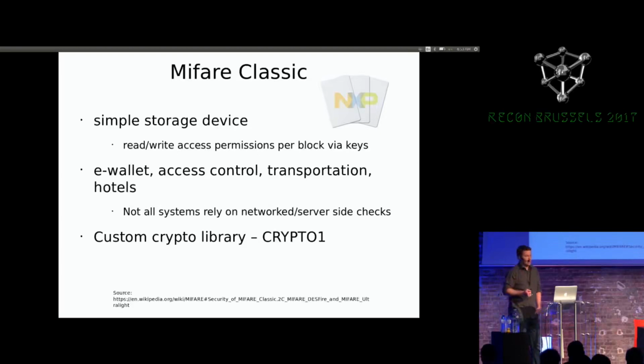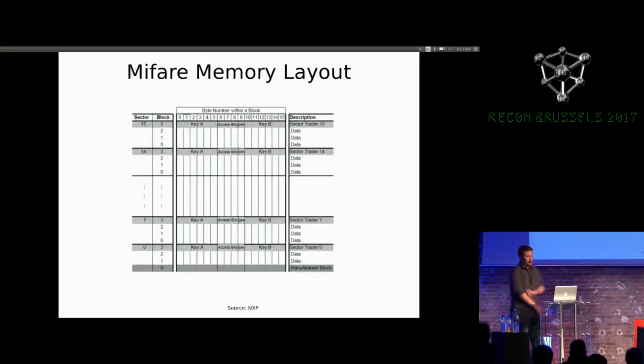The MIFARE Classic actually used a custom crypto library called Crypto1, and the core of that has been broken for quite some time. A little background on MIFARE Classic, the memory layout. This is a 1K card, so there's 16 sectors with 4 blocks each, and there's a key A and a key B depending on if you want to read or write data for each block. So for a typical card, there's going to be some default information that the manufacturer wants you to be able to read in order to get into the door or just know what the card is. And then there may be some encrypted data like the check-in, check-out time at a hotel or things like that.